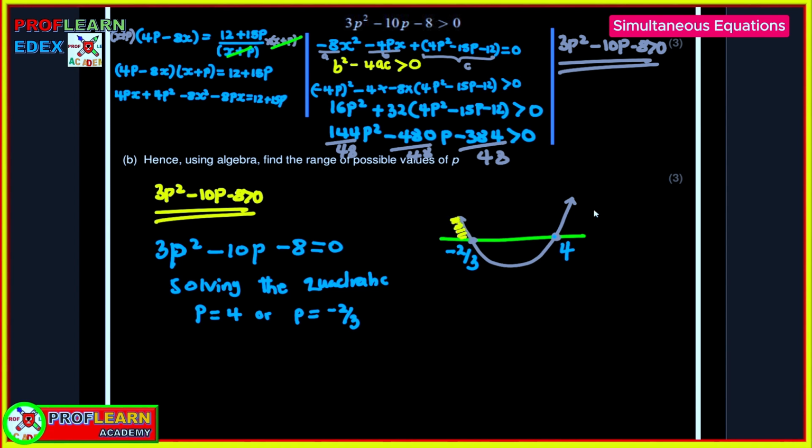So the upper part of the graph is defined by these values, p more than 4 and less than -2/3. So we can write the value of p like that. And as I've mentioned before, you must say p is greater than 4, or. "Or" is a keyword when you are writing your final answer. Because if you make a mistake and say "and", you're going to get it wrong.